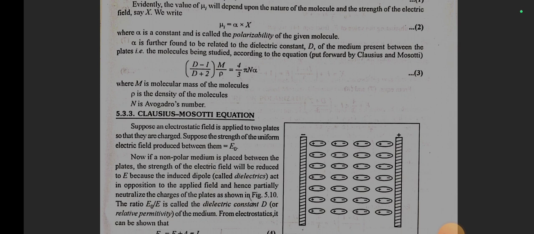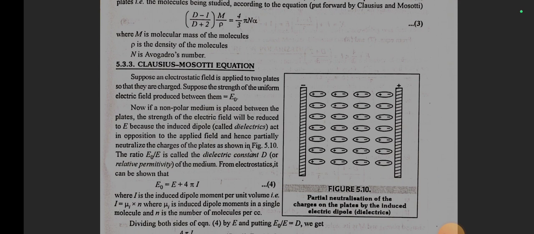Clausius-Mossotti equation. Suppose an electrostatic field is applied to two plates so that they are charged. Suppose the strength of the uniform electric field produced between them is E0. Now, if a non-polar medium is placed between the plates, the strength of the electric field will be reduced to E, because the induced dipoles act in opposition to the applied field and hence partially neutralize the charge of the plates, as shown. The ratio E0/E is called the dielectric constant D of the medium.